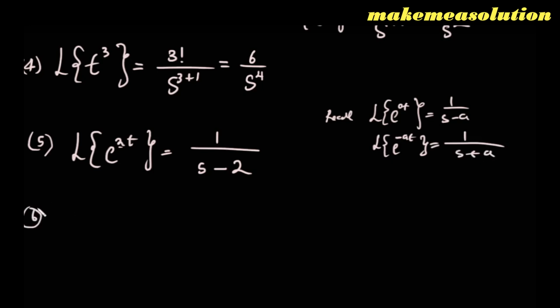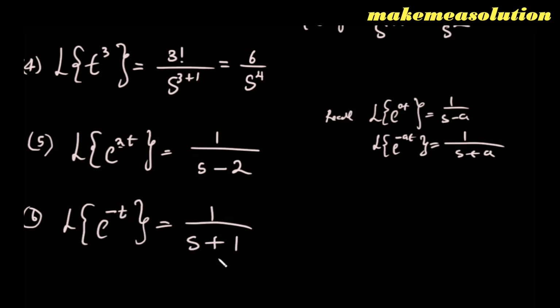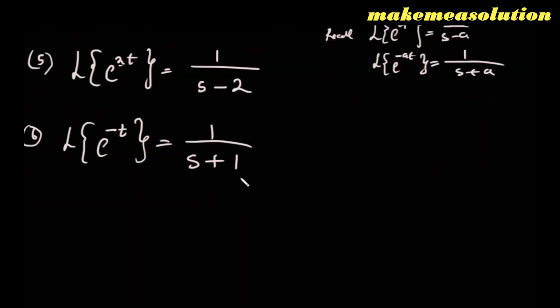So in example 6, I have the Laplace transform of exponential minus t. For this one, I can see minus t, which is still the same thing as minus 1t. So you have 1 all over s plus 1. So when it's minus, you have an s plus 1, okay? And when it's plus, you have s minus 1.